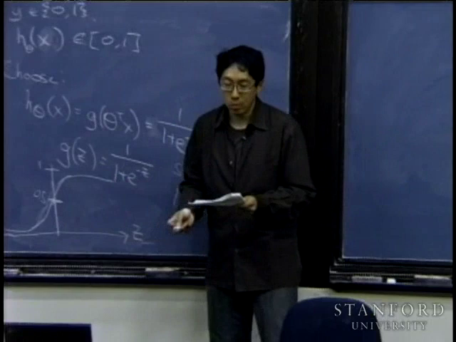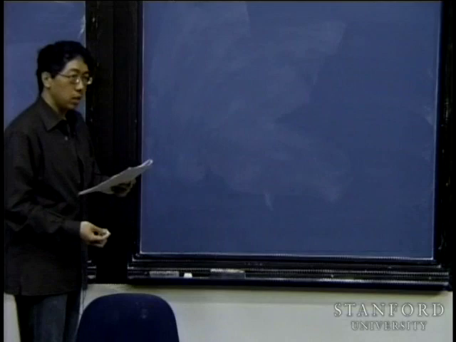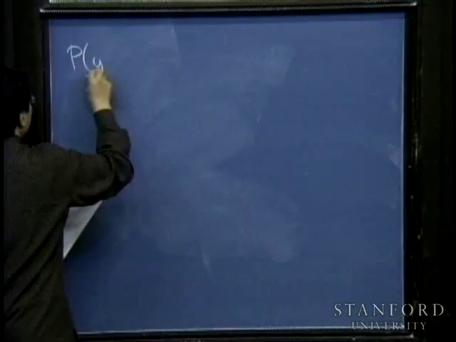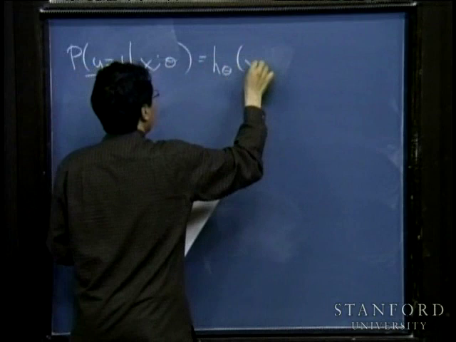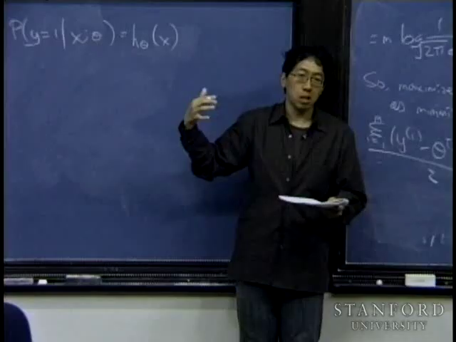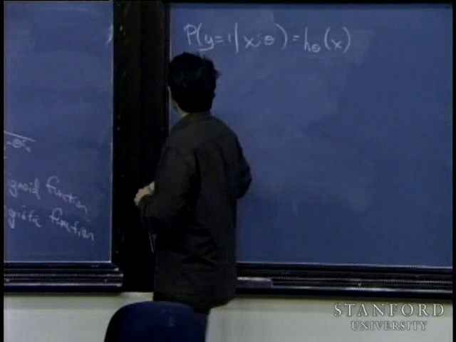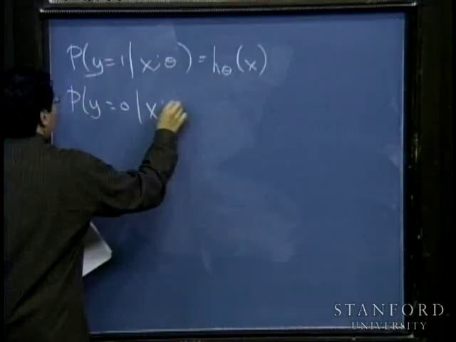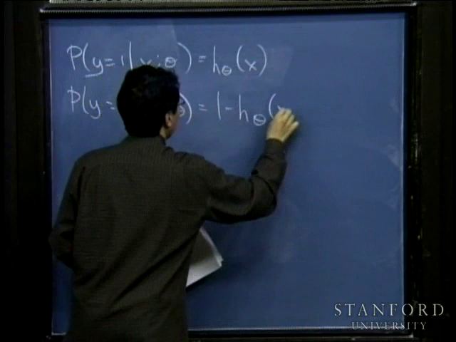And furthermore, just like we did for linear regression, I'm going to endow the outputs of my hypothesis with a probabilistic interpretation. So I'm going to assume that the probability that y is equal to 1, given x and parameterized by theta, is equal to h subscript theta of x. In other words, I'm going to think of my hypothesis as trying to estimate the probability that y is equal to 1. And because y has to be either 0 or 1, the probability that y equals 0 is going to be that.